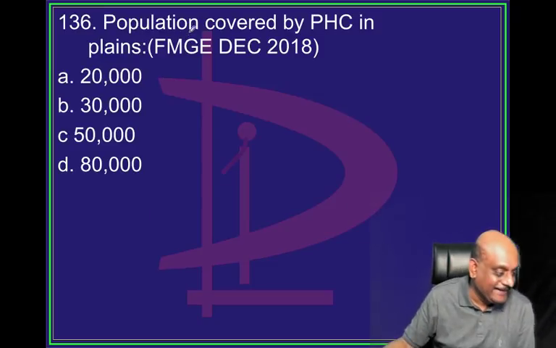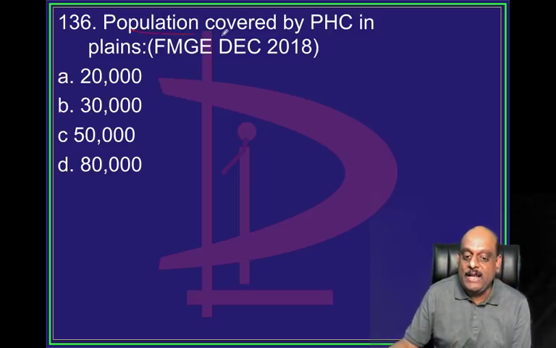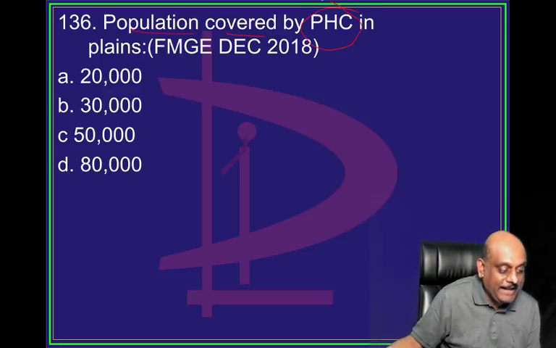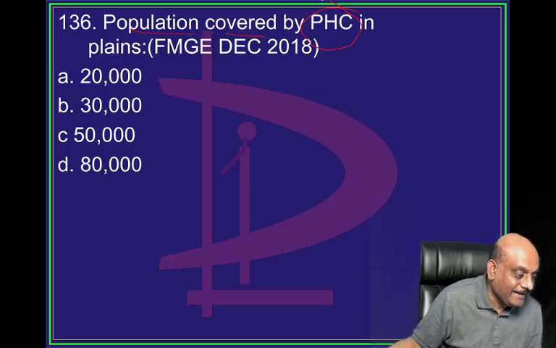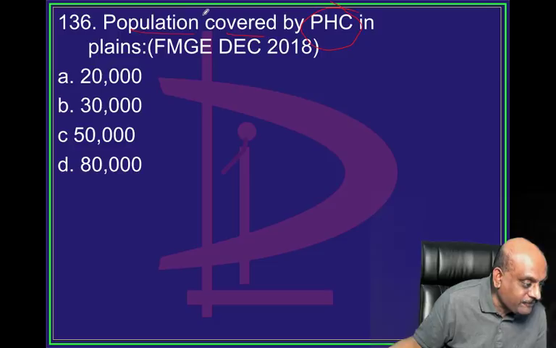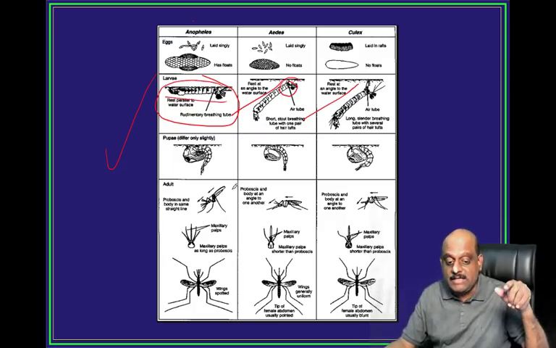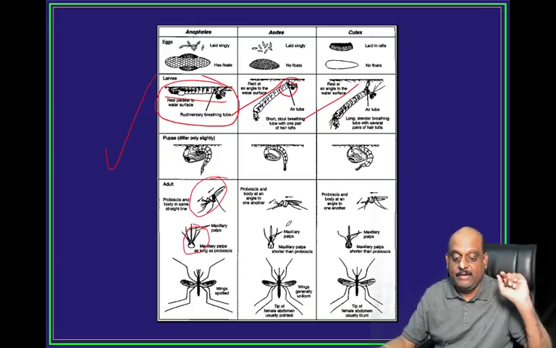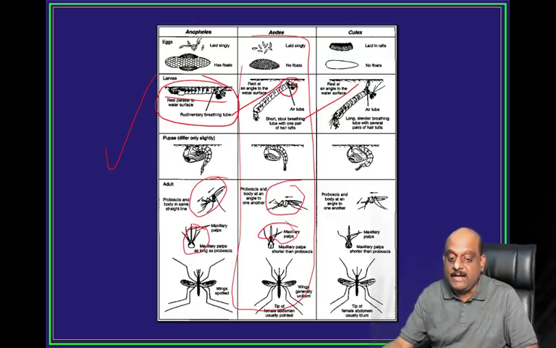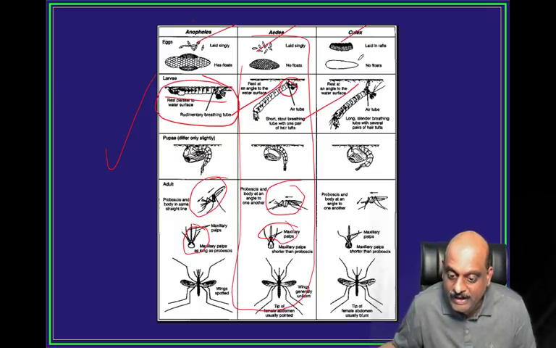Now, population covered by PHC in plains. Nayamani is asking, what is the use of knowing all this, sir? Because in tomorrow's exam, the examiner gives one image-based question on the basis of these characters. He will ask, is it Anopheles, Aedes or Culex? That is the whole challenge, right?